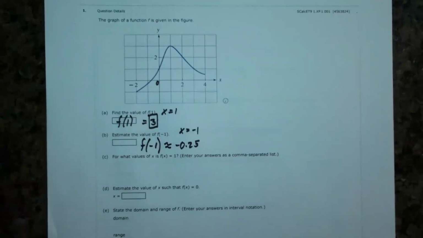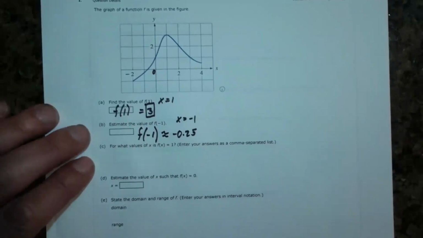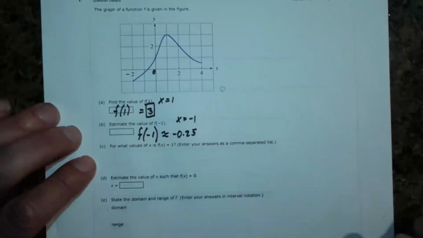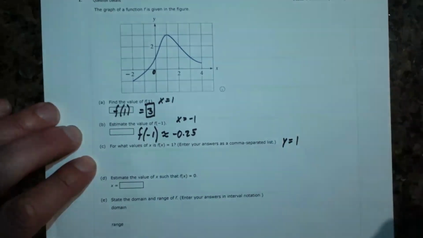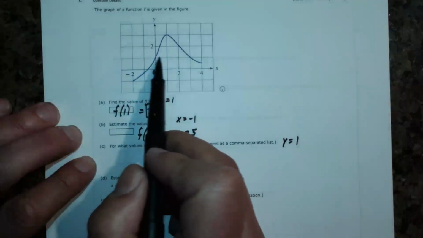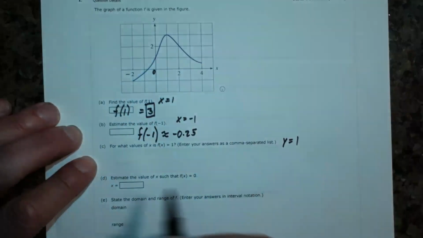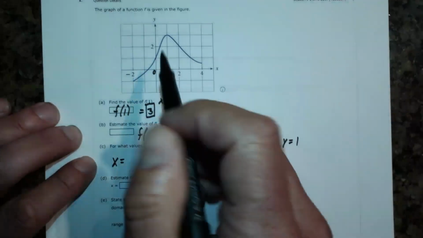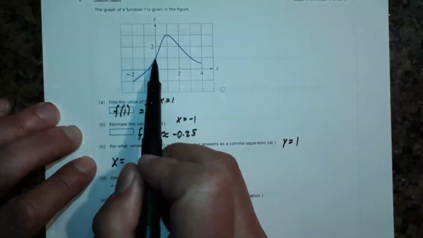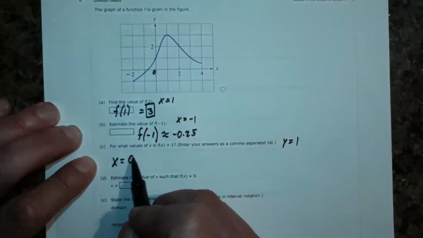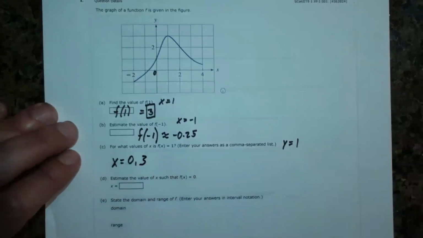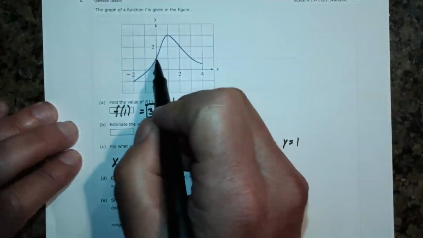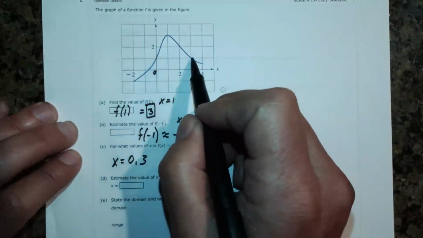All right, next up. For what values of x is f of x equal to 1? Now, here what they're saying is that when y equals 1, so here's y equals 1 here, what is x? And you'll notice y equals 1 right here, crosses here at 0, and then again here out at, that must be 3. So x equals 1 is here, and we're way out here at 3.